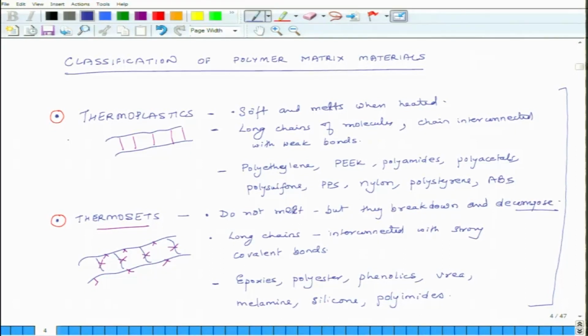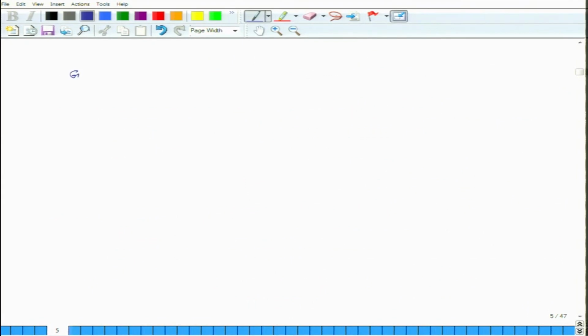Now we will refine this classification a little further. We will actually break thermoplastics into two separate categories. But before we do that, we have to understand two important terms. So the first term is glass transition temperature. A lot of times in literature it is written as Tg, okay, and then you have melting point. A lot of times it is written as Tm.